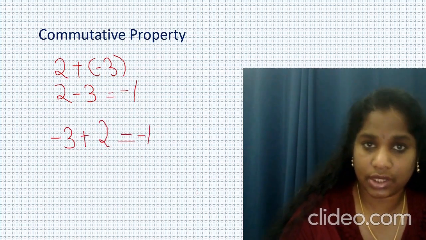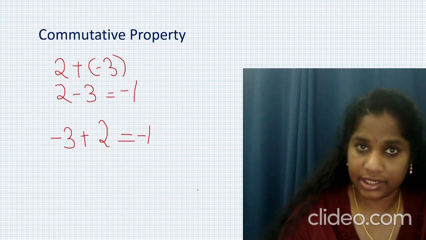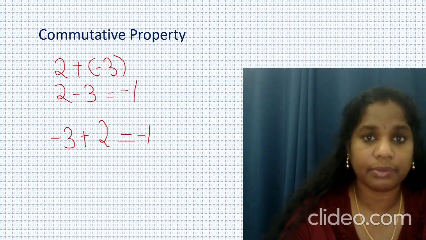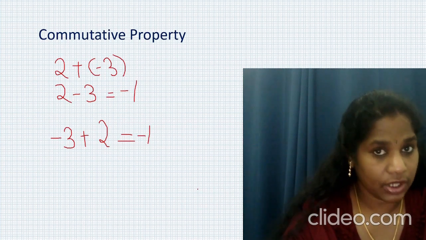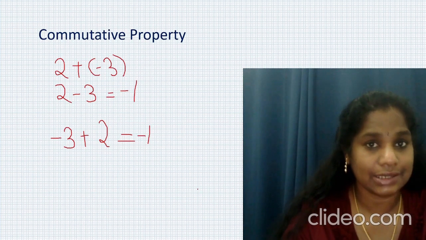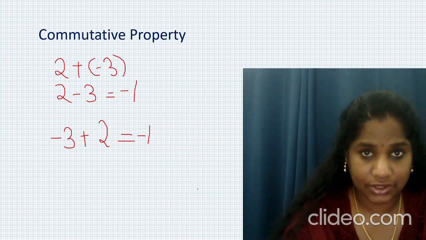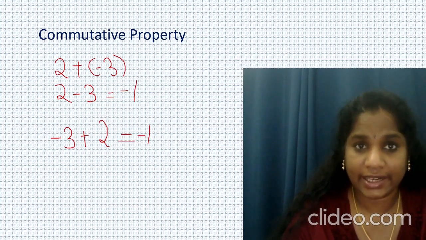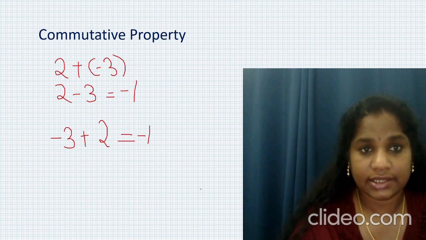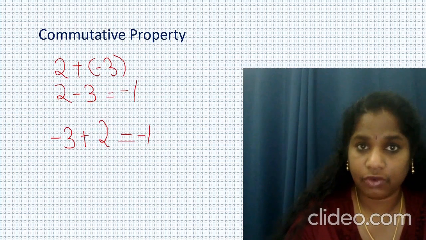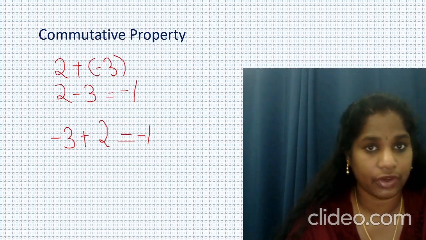So what do we notice here? In addition, if you change the position of your numbers, what is not going to happen? The result is not going to change. It remains the same. The position of addends will not affect the result. That is the commutative property for addition. It holds good for addition.